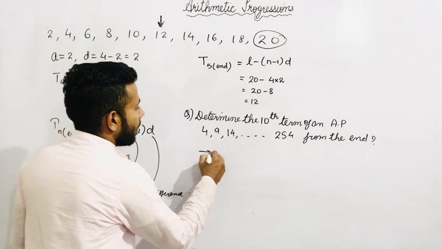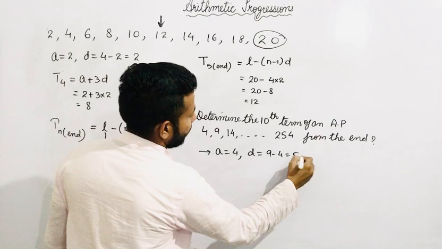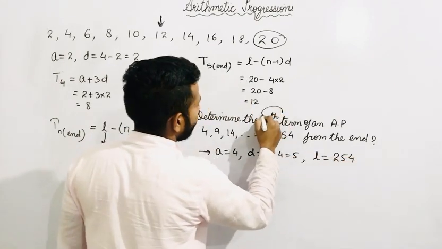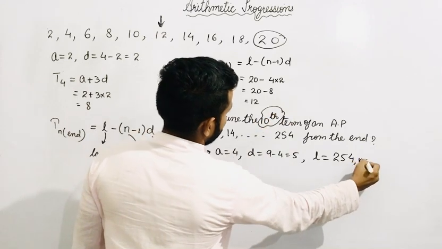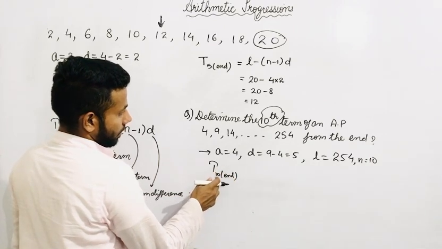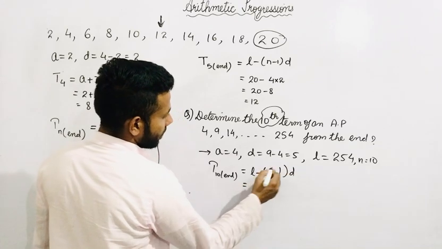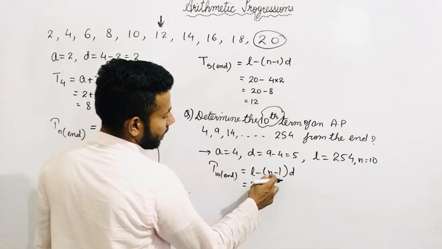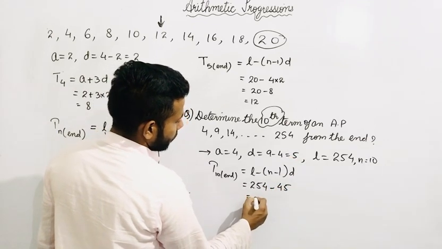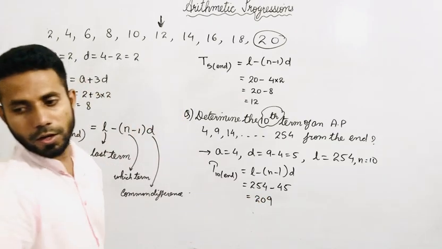So let us begin. A equals 4. D equals 9 minus 4, that is 5. And what is the value of L? That is 254. And which term we have to find from the end? That is 10. So N equals 10. Let us write T10 end. It means 10th term from the end. It is L minus (N minus 1) into D. So what is L? That is 254. 10 minus 1, that is 9. 9 into 5, 45. So it becomes 209. The answer is 209.